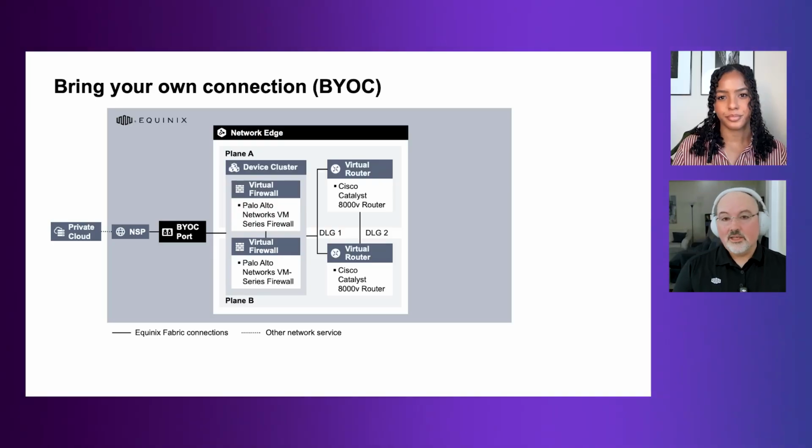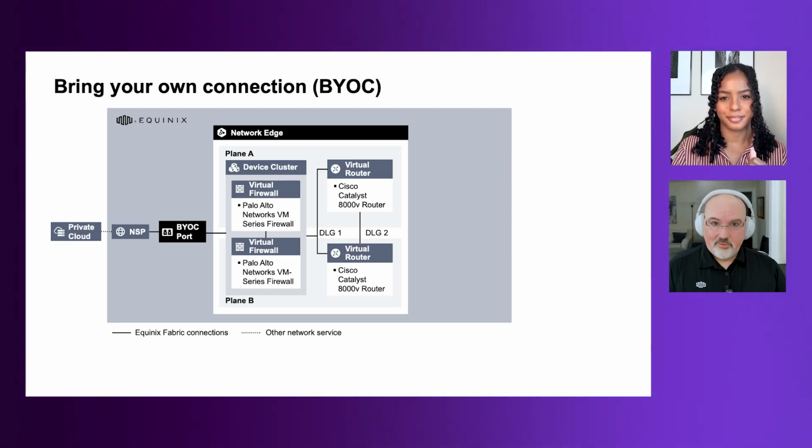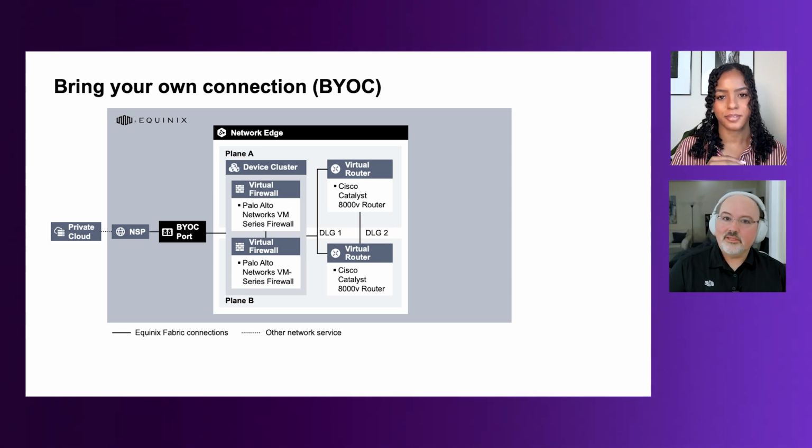All right. So we've talked about device link groups and that they keep things synchronized internally. Now let's zoom out a bit. How do we extend that same reliability beyond Equinix, like out to a customer's private environment or, let's say, an on-prem site? Right. So that's where bring your own connection, or BYOC, comes in. BYOC ports let customers extend their Network Edge deployments to non-Equinix locations.